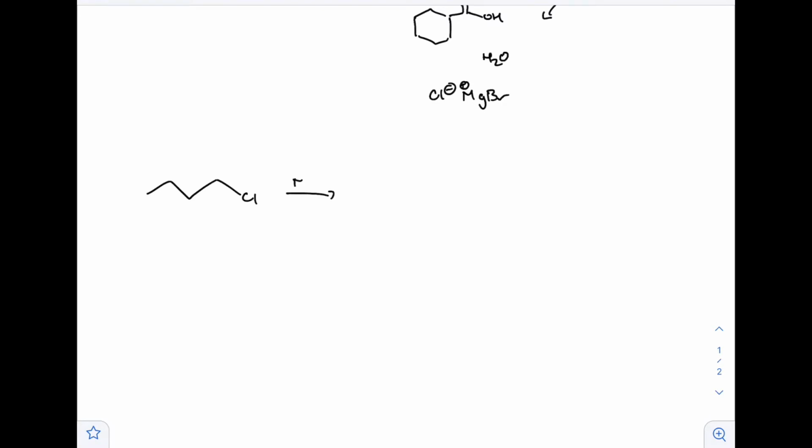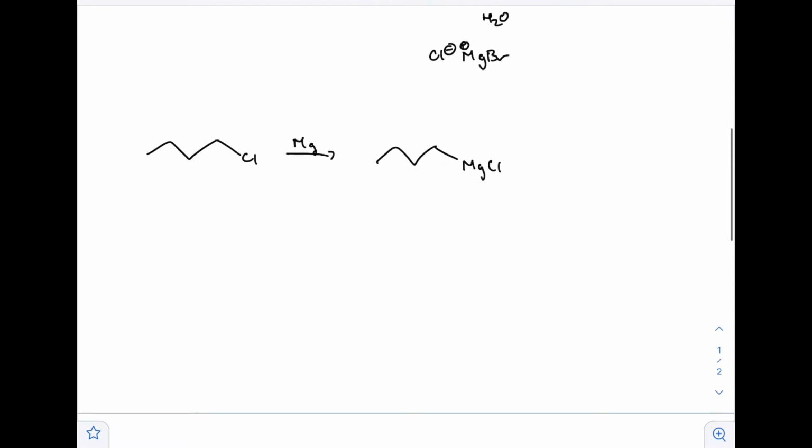So let's take a look at this guy, methyl ethyl propyl. So chloropropane, hit that with magnesium. You get your propyl magnesium chloride, right? CO2, a little bit of acid, and then we've got our carboxylic acid.